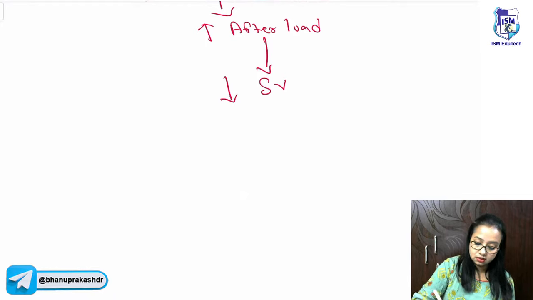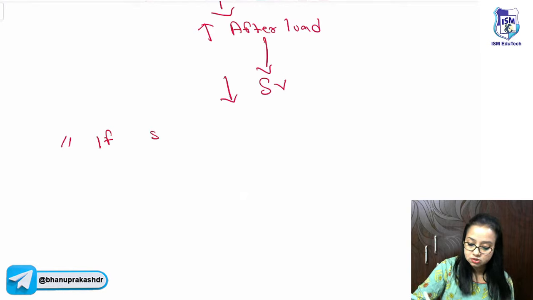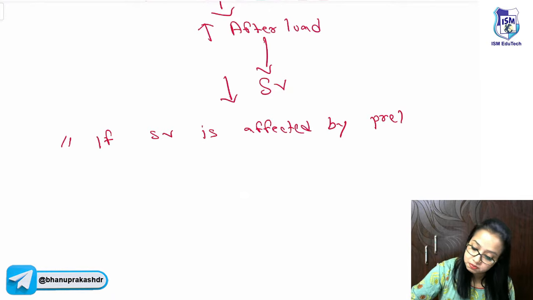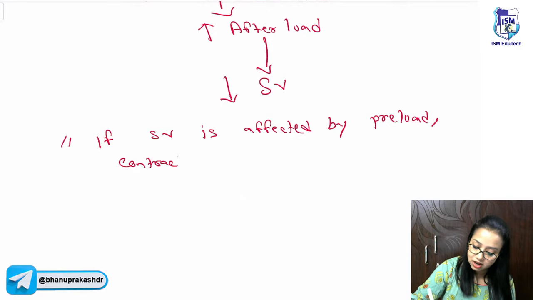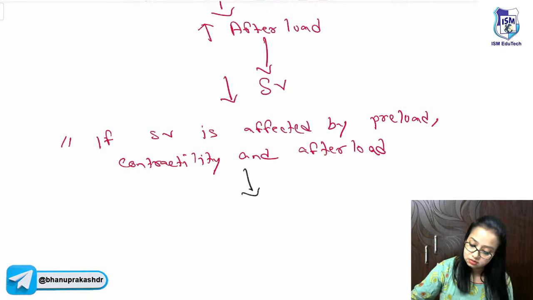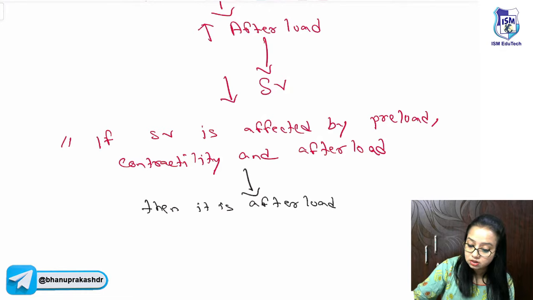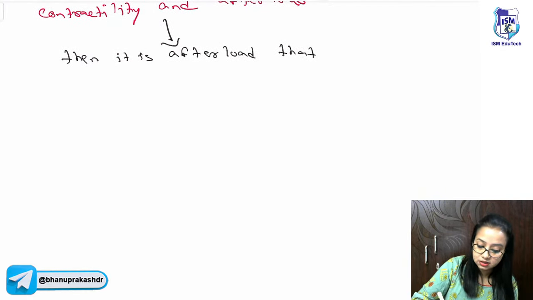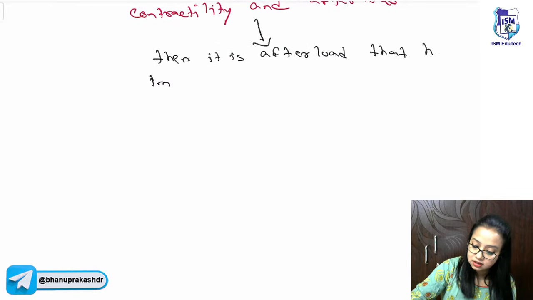So, if stroke volume is affected by or regulated by preload, contractility, and afterload, then we need to remember that it is afterload that has the maximum impact on stroke volume. Okay.